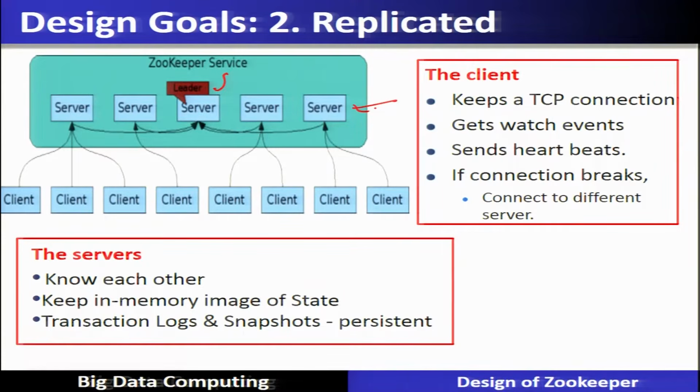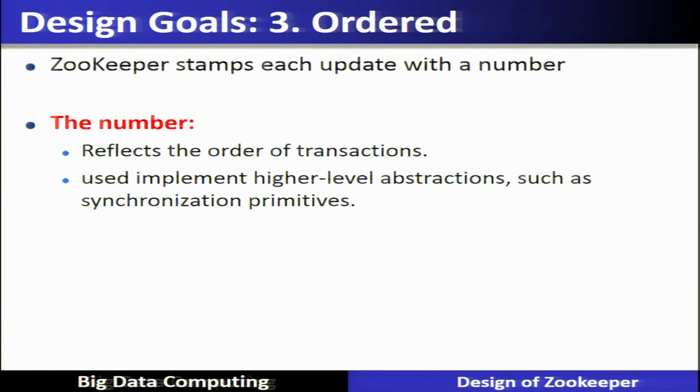This is one such entity in the Zookeeper. The other entity is called a client. The client keeps a TCP connection, gets watch events, and sends heartbeats, and if the connection breaks, it will connect to a different server. So, these are the client's activities in this replicated service of Zookeeper.